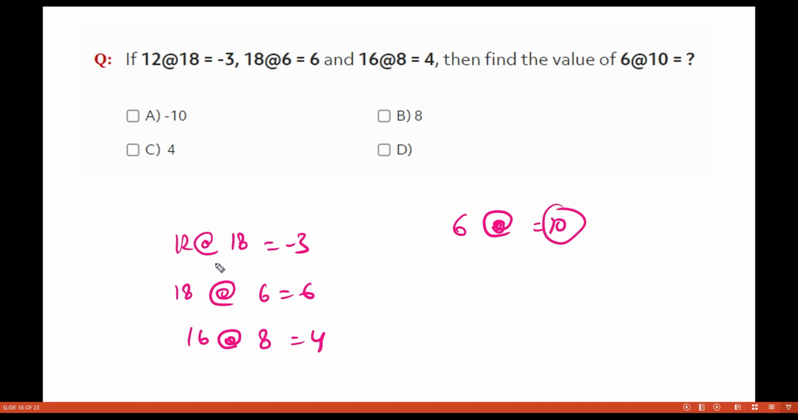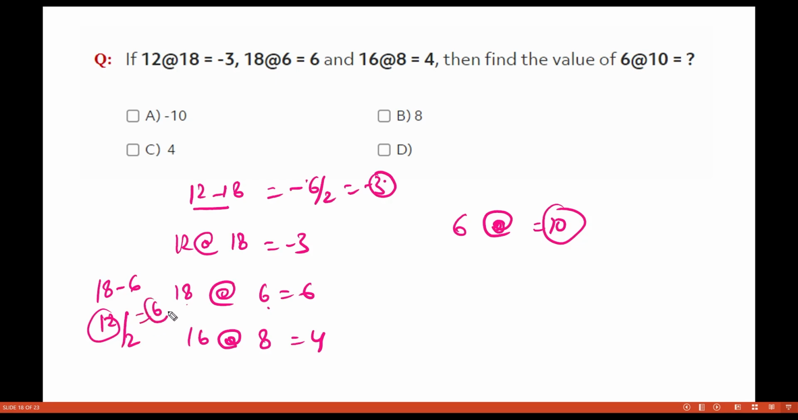If we do 20 minus 18, how much will we get? Minus 6. Minus 6 divided by 2 is minus 3. Similarly, if we do 18 minus 6, we get 12. 12 divided by 2 is 6. Similarly, if we do 16 minus 8, we get 8 and 8 divided by 2 is 4. So you understand this logic. This is very simple logic. Fine.